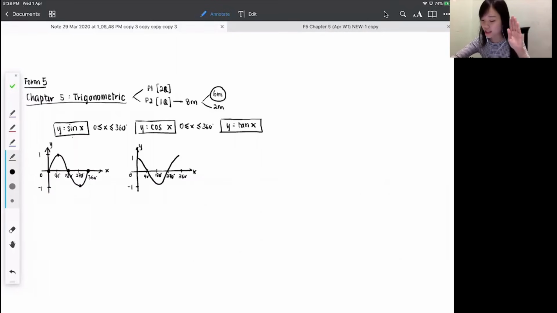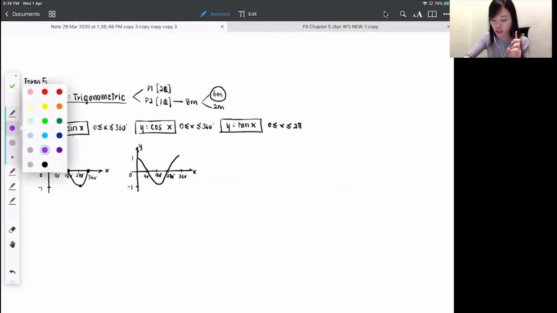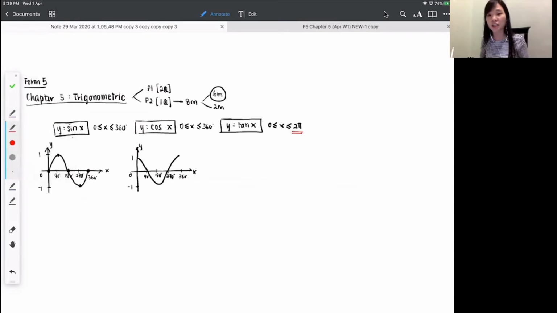Guys, look at the tangent. I don't want to put 0 to 360 anymore. I put 0 to 2 pi. Because in the real exam, usually when they ask the questions, they normally will come out with 2 pi instead of 360. So are 2 pi and 360 the same? Yes, you learned it before, my dear.